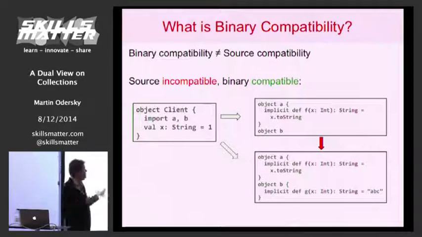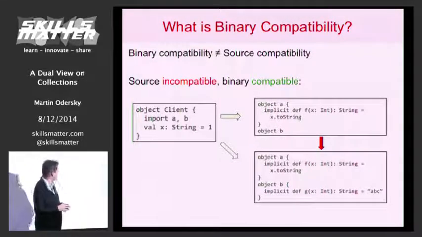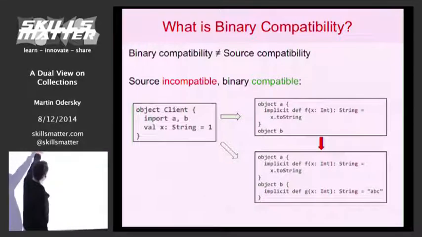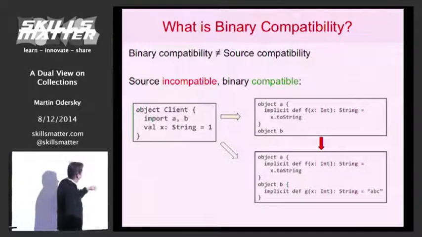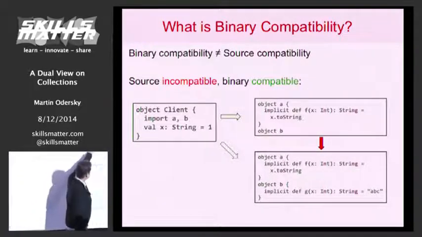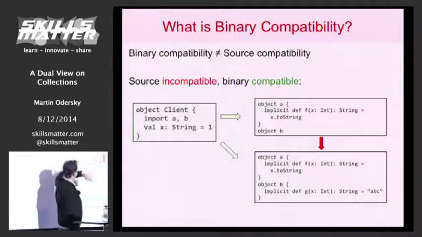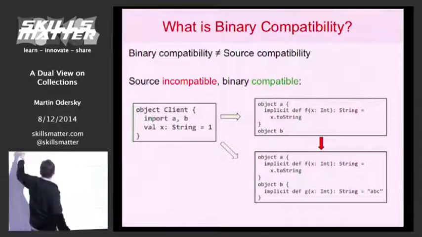Here's another incompatibility, which is source incompatible, but binary compatible. You have an object client, and it imports A and B, two server objects on the server. And it says, again, x: String = 1. And then on the server objects, the first one contains an implicit conversion from Int to String. So that's why this line works. That implicit conversion is called here.